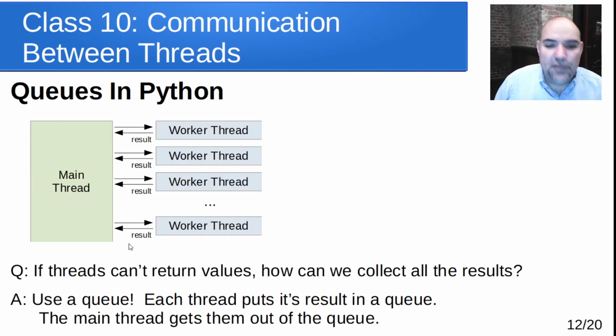And so if threads can't return values, how can we collect the results? Well, we use a queue. Each thread puts its result into a queue. The main thread then reads all of the results out of that queue and then does something or further processes them. So in this case, that's many producers producing results and one consumer, the main thread, consuming that.